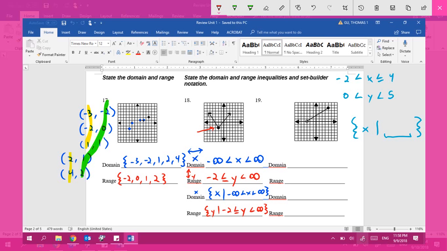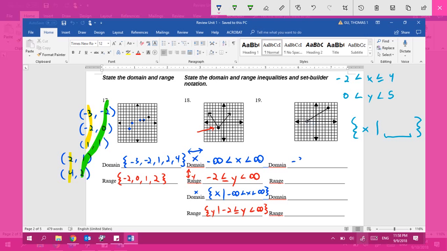Alright, let's do number 19 then. Let's write the inequality first. Remember, domain is x, left and right. What's the left furthest point on this graph? It's right here, 1, 2, 3, -3. Now it's an open circle. Does that mean less than or less than or equal to?